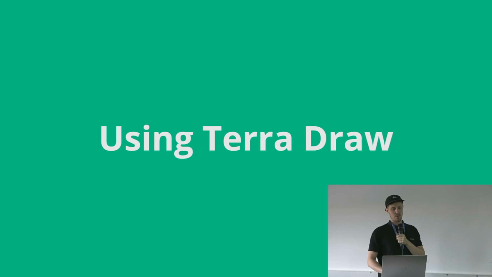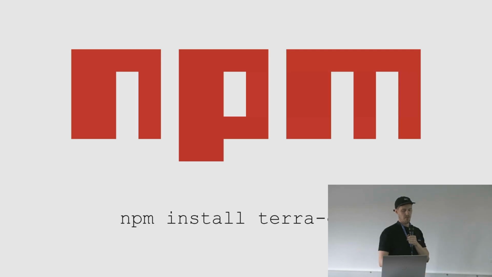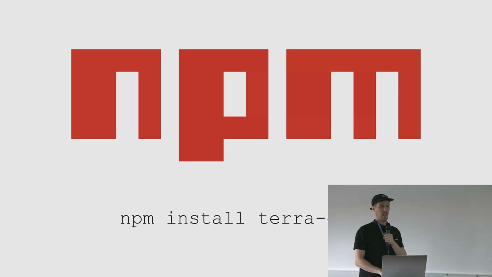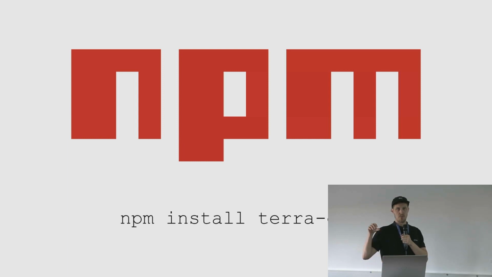Okay, how do you use Terra Draw? So what I would recommend is using npm, Node Package Manager, and you can just do npm install Terra Draw, and it will install it into your project. If you want to just use it in a drop-in HTML file, there's a UMD bundle, so you can just drop it into an HTML page and use a script tag as well, if that's how you want to do things.